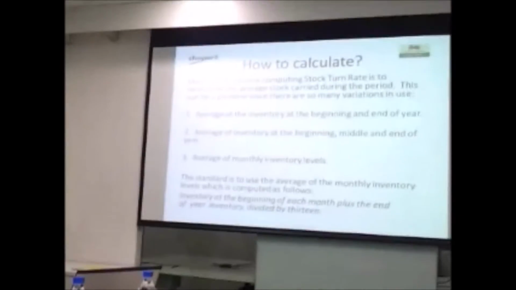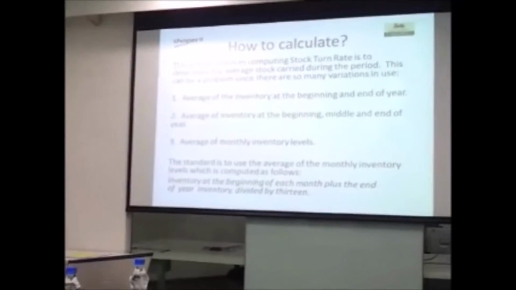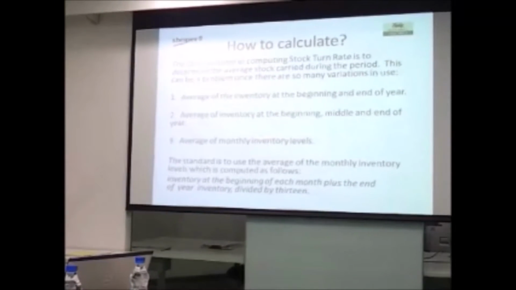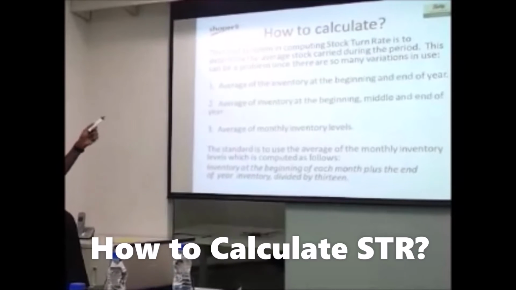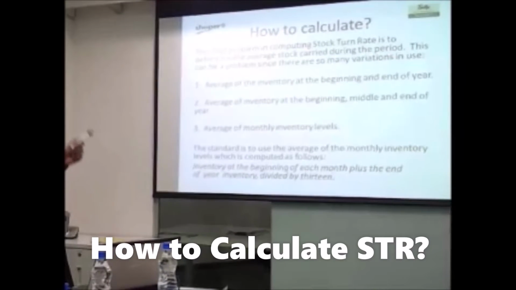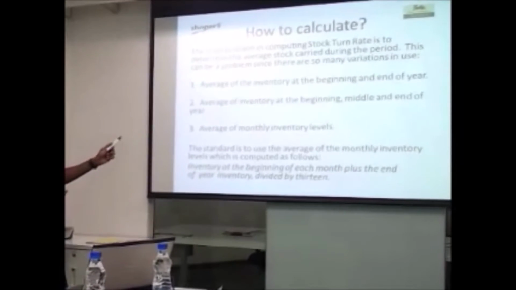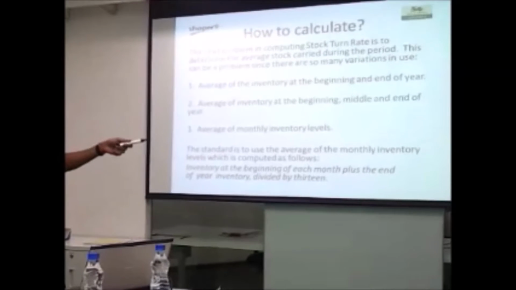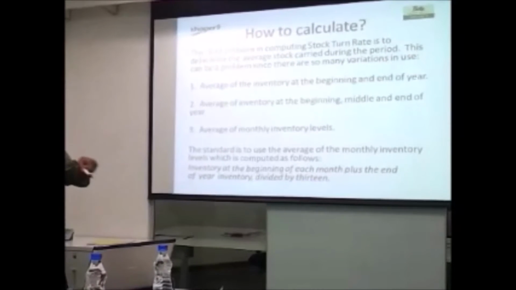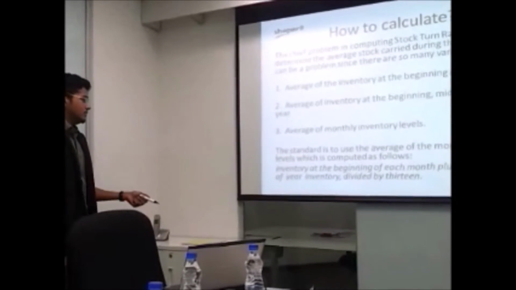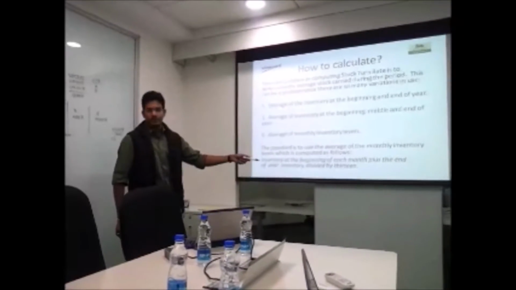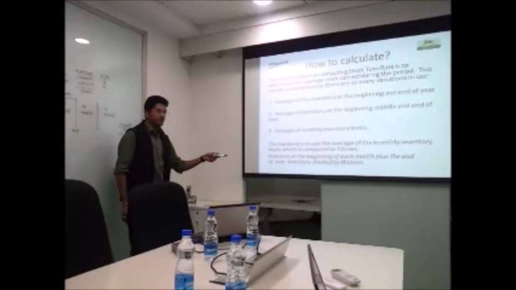Or you get the average of monthly inventory levels, and this is what is exactly used in general trade or in the retail scenario. So inventory at the beginning of each month plus the end of the year inventory, divided by 13. So basically January beginning, February beginning like that, and then end of the year inventory, you have 13 values divided by 13 and you get the average inventory stock. That is how you calculate that value. Then you put it into the formula and you get STR.